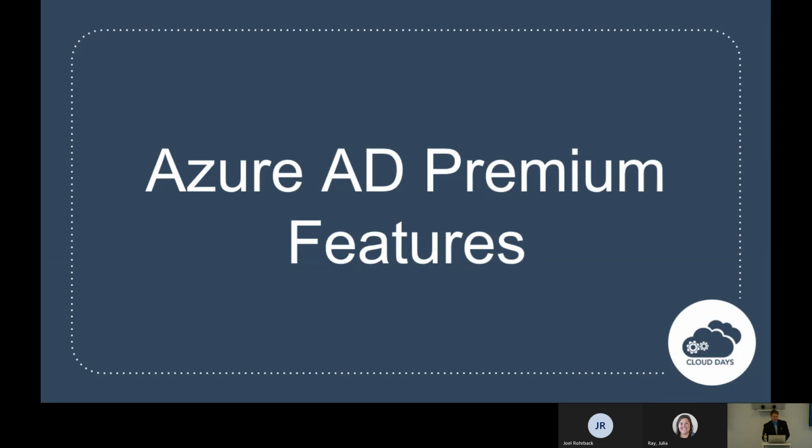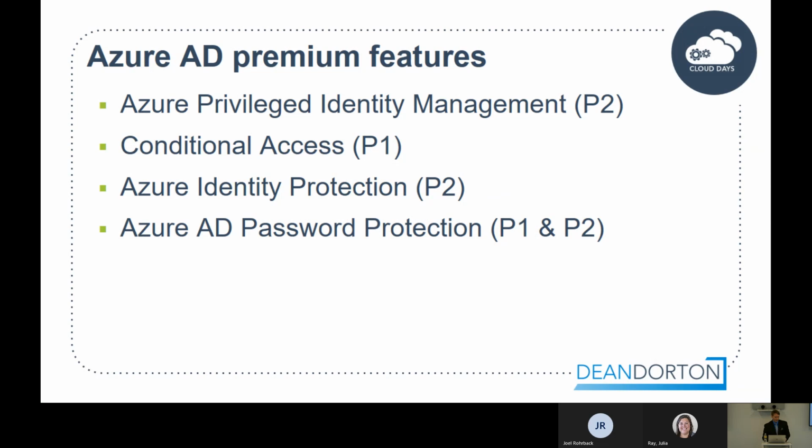Okay, we'll move on to Azure AD Premium and what features are included with that. So Azure AD Premium comes in two different licenses. There's a P1 and a P2 license, and I've got a list of the entitlements that are included with those licenses. So we'll discuss in a bit more depth Azure Privileged Identity Management, Conditional Access, Azure Identity Protection, and then Azure AD Password Protection.